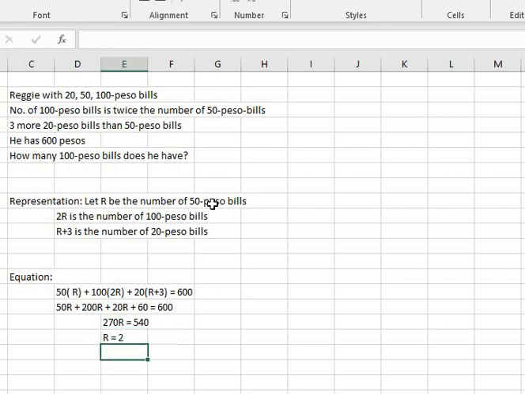So this means that Reggie has 2 50 peso bills. He has 2R, which is equal to 4, 100 peso bills. And he has R plus 3 20 peso bills. So that's 2 plus 3, R plus 3 is equal to 2 plus 3, which is 5, 20 peso bills.